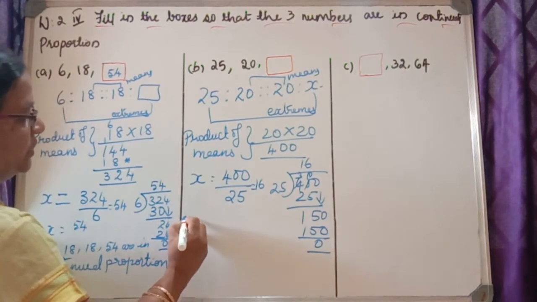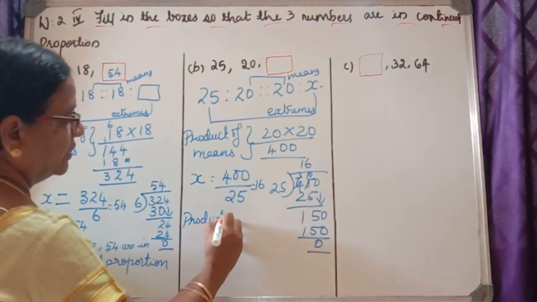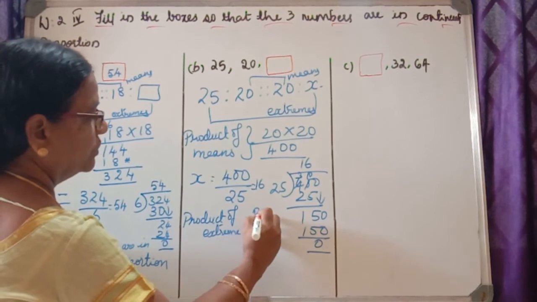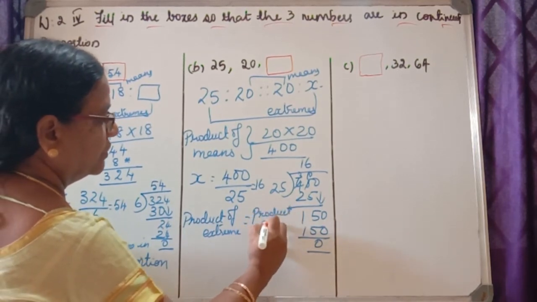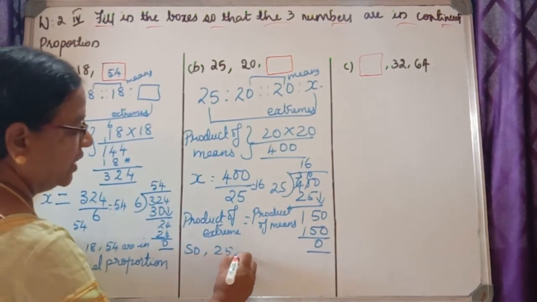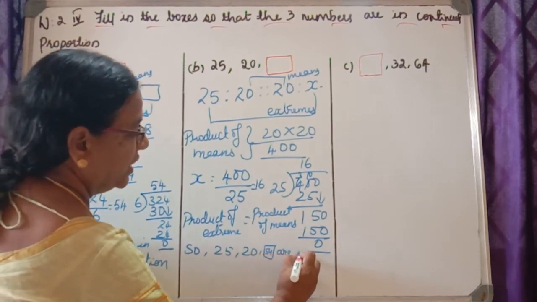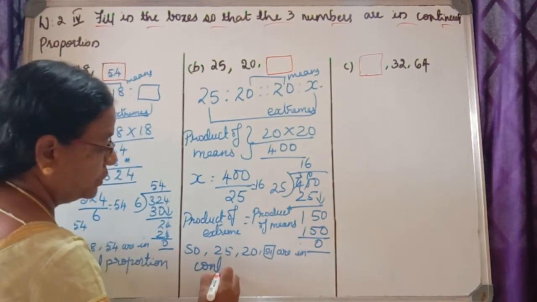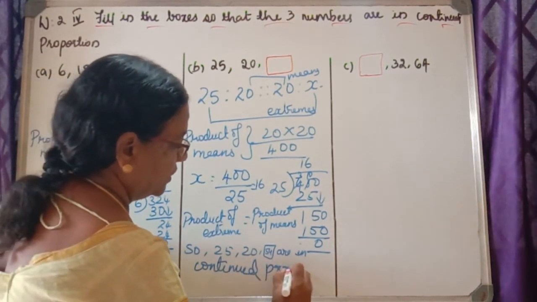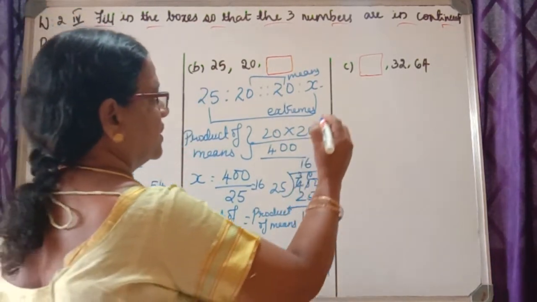What is the second term of extreme? 16. So now the product of extreme is equal to the product of means. So 25, 20, box, that is 16, are in continued proportion. Now shall we see the third sum?